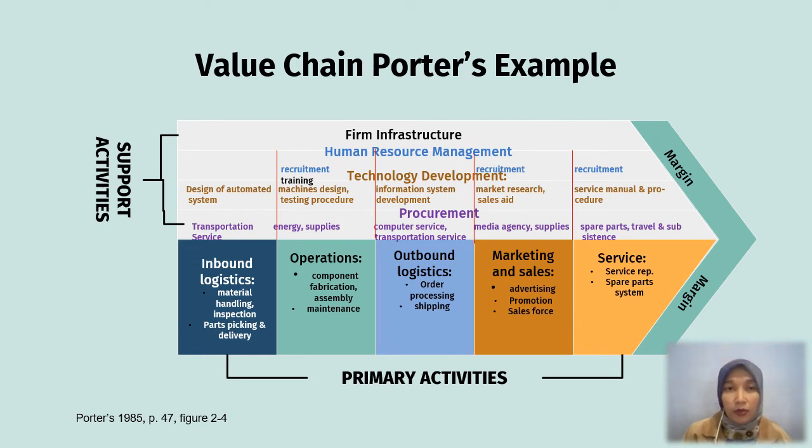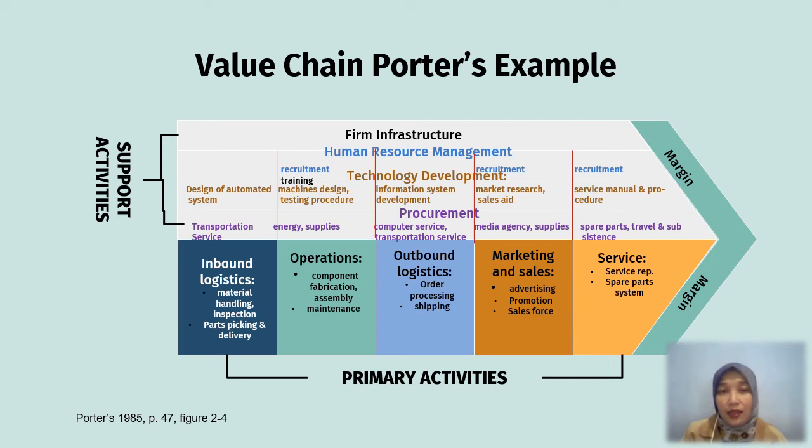Here is an example regarding Porter's value chain. Okay, you can see that the activities are divided into support activities and primary activities in order to gain margin or whatever the organization's aim. This example was taken from Porter's Competitive Advantage back in 1985. You can find it in the book on page 47, figure 2.4. Okay, it is an example of a copier organization.